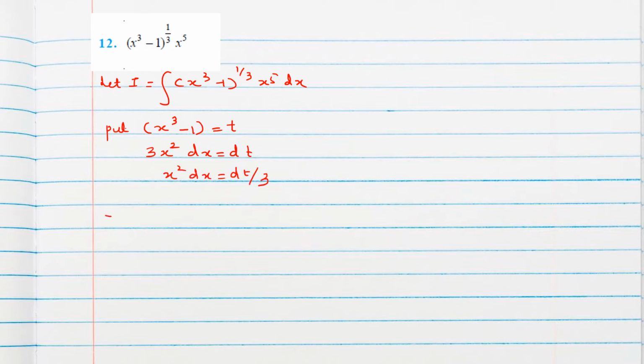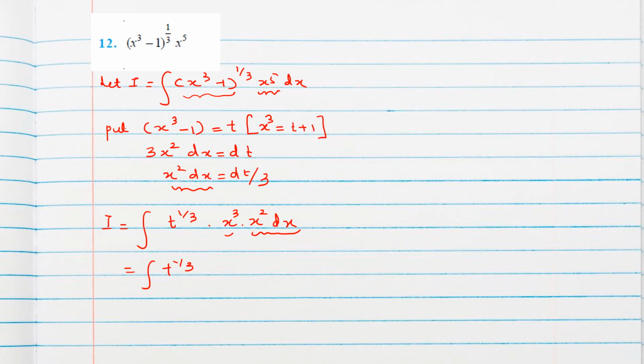Now the integral is, see, for this bracket we substituted t, so t to the power 1 by 3. Now x to the power 5 we can write as x cube into x square dx, isn't it? And for x square dx we can write dt by 3. And what about this x cube? This x cube value we can get from here. We can write x cube as t plus 1. So t to the power 1 by 3, t plus 1, and for this dt by 3.